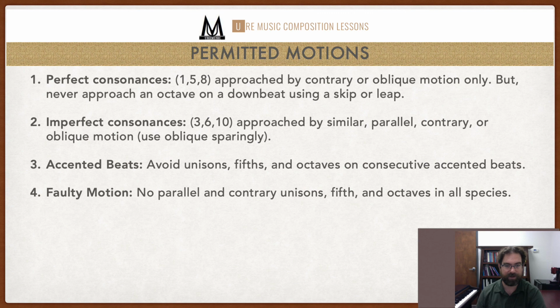Accented beats are going to be your downbeats. So avoid unison, fifths, and octaves on consecutive accented beats. From downbeat to downbeat, or from measure to measure, you want to avoid that. Faulty motion: no parallel and contrary unisons, fifths, and octaves in any species.